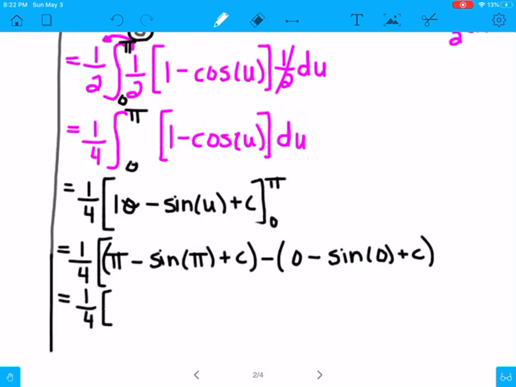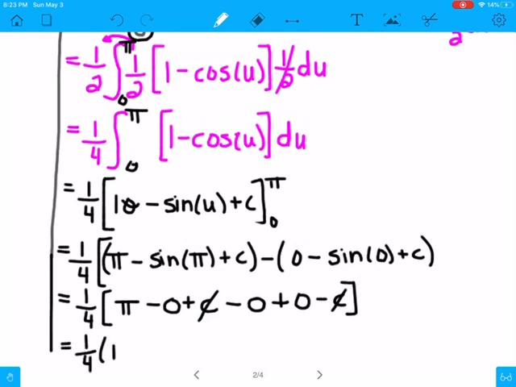Pi is pi. Sine of pi is 0. So minus 0 plus c. Minus 0. Now sine of 0 is 0, so I'm going to minus a minus 0, so I'm going to get plus 0 minus c. C's cancel. All the zeros cancel. So I'm going to get 1/4 times pi technically, which is pi over 4.